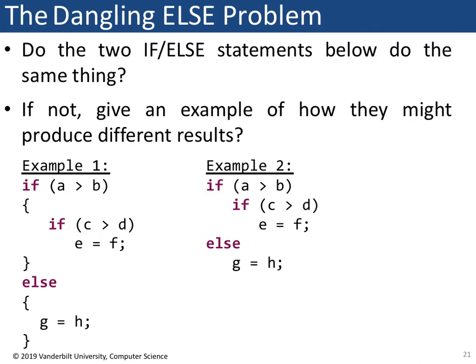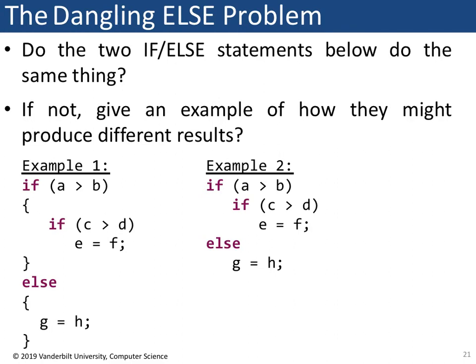So here's a bit of a comprehension check regarding if-else statements. Do the two examples, example 1 and example 2, do the same thing? Do they accomplish the same function? We have if, and then our test is A is greater than B, and then we have the statements enclosed in curly braces, and the first statement in those curly braces is an if to test if C is greater than D, and then based on the result of that test, if it is true, we will assign E the value which is stored in F.